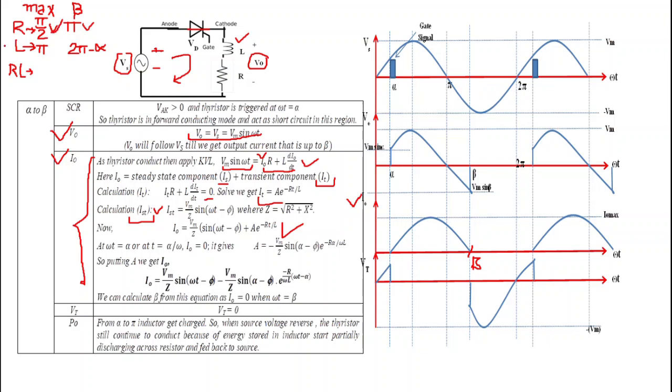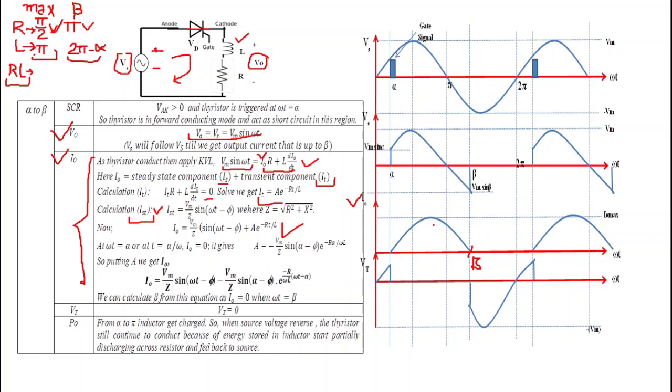But in case of one phase half wave control rectifier with L load, we get maximum value of current at pi, and we get current up to beta, that is equal to 2 pi minus alpha. These all things have already been told to you in my previous lecture. So from these two we can conclude that for RL load, the maximum value of current will lie between pi by 2 and pi.